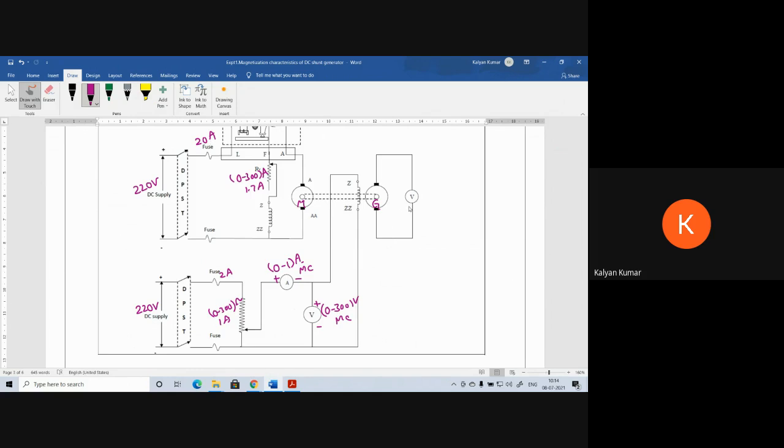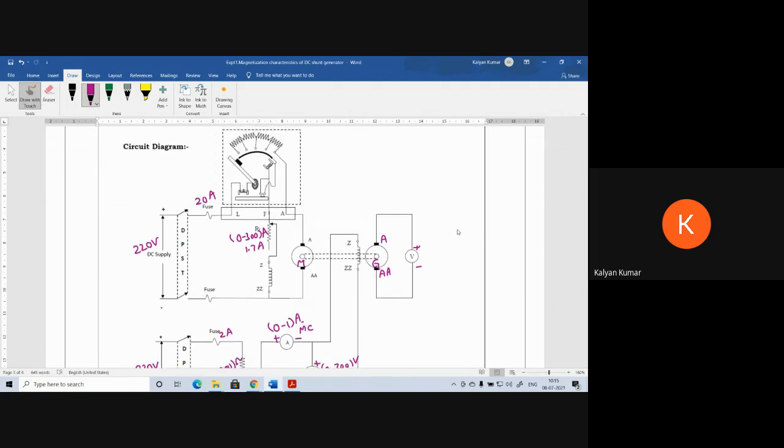Now there is one more voltmeter pending here. The voltmeter's positive terminal is connected to the A terminal of the generator armature, and the negative terminal is connected to the AA terminal of the shunt generator armature. Now, try to set the meter range for this voltmeter.